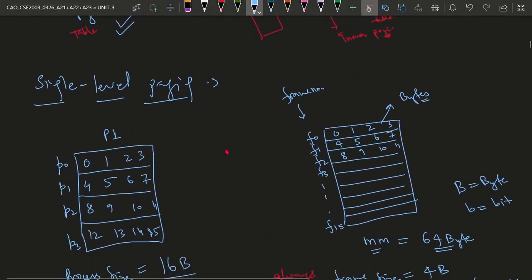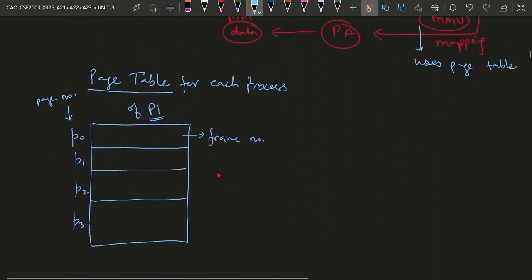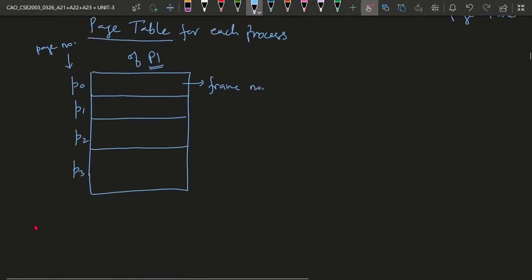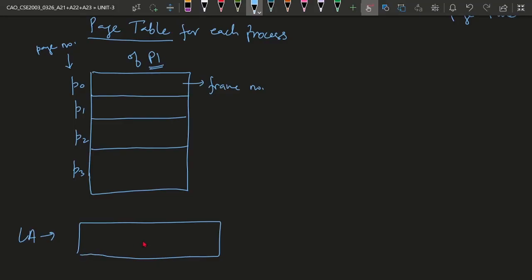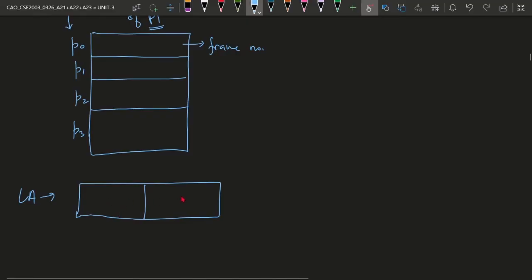So in terms of the addressing, we will see how the logical address is structured. The logical address will be divided into two different parts. Since it is about a page of a particular process, it will have a page offset, which basically indicates the page size.